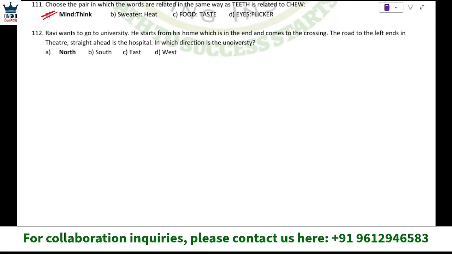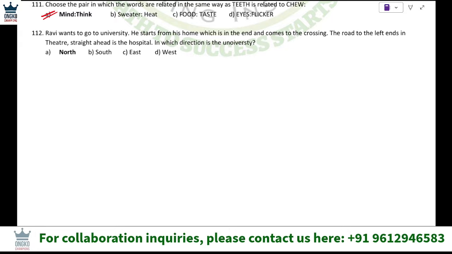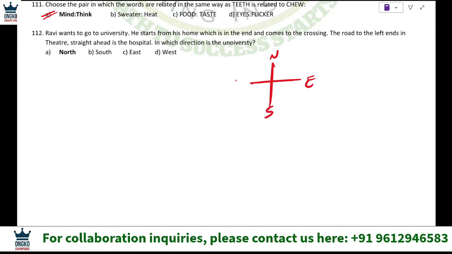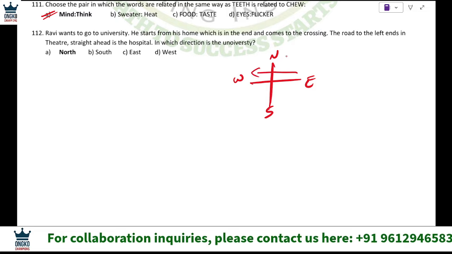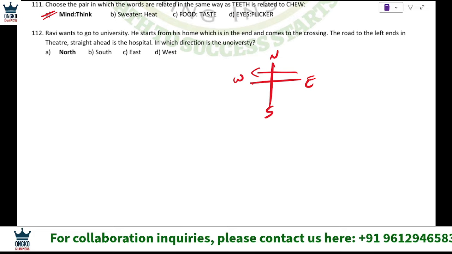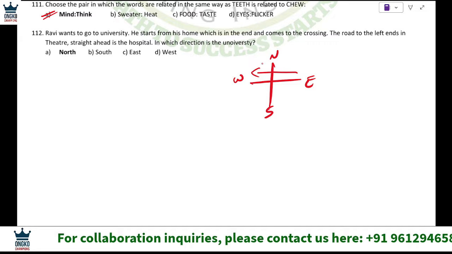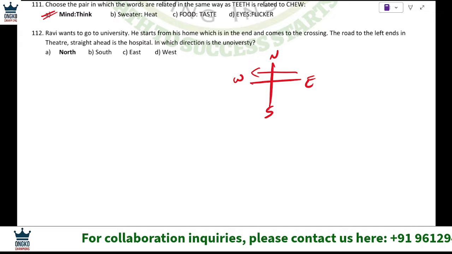That he starts from east, right, because it is not mentioned in which direction he starts. So let's start east. There is north, south, east, west, so he starts to the east and goes towards the west. Alright. So at the crossing, Ravi is facing west or no? Yes, when he comes to the crossing, that means he is facing west.